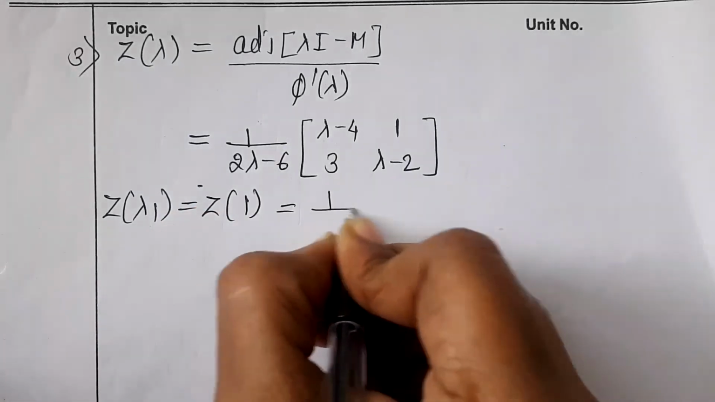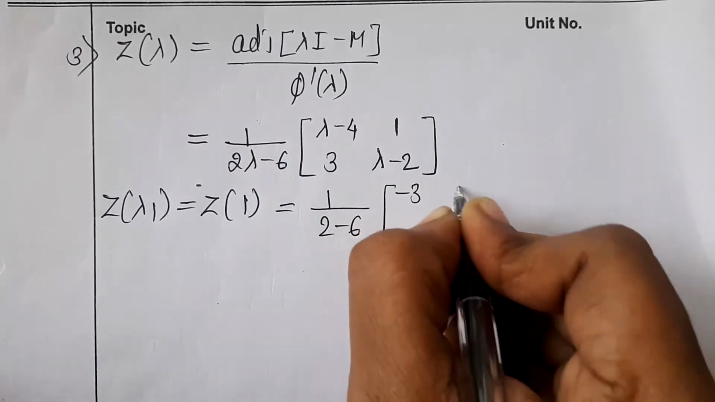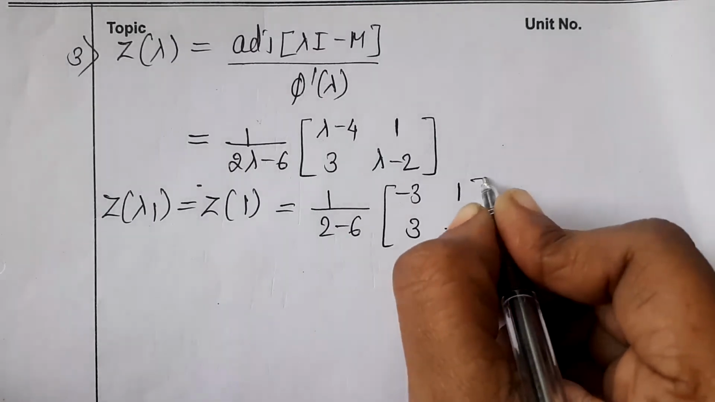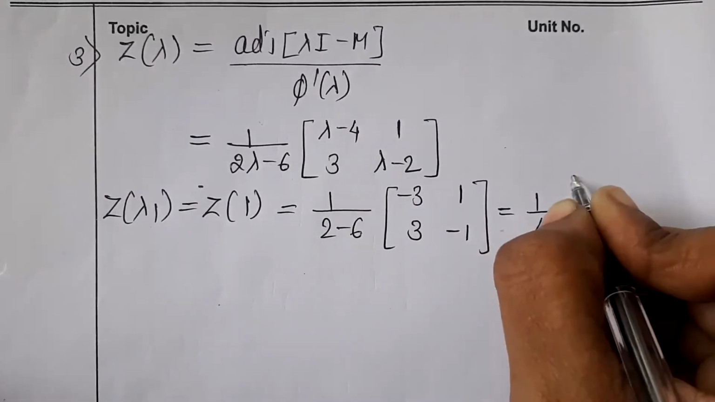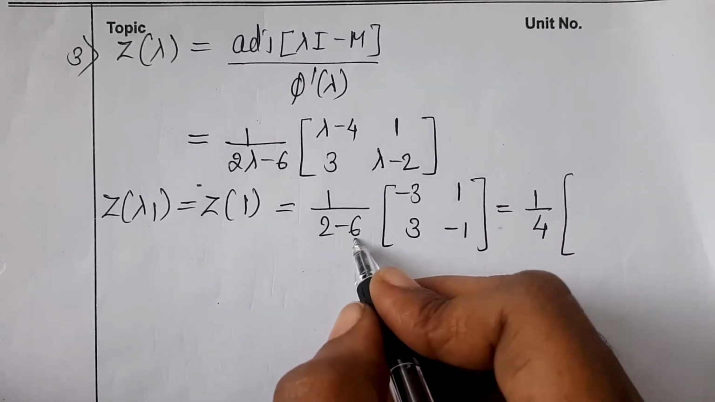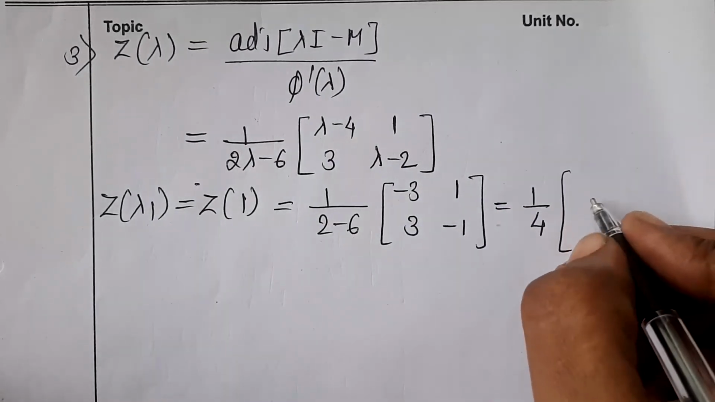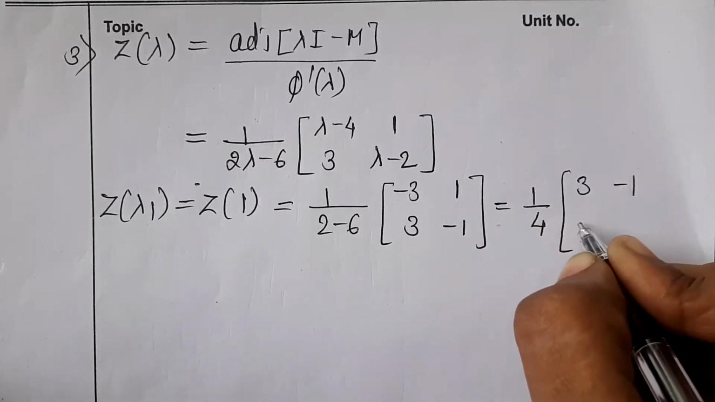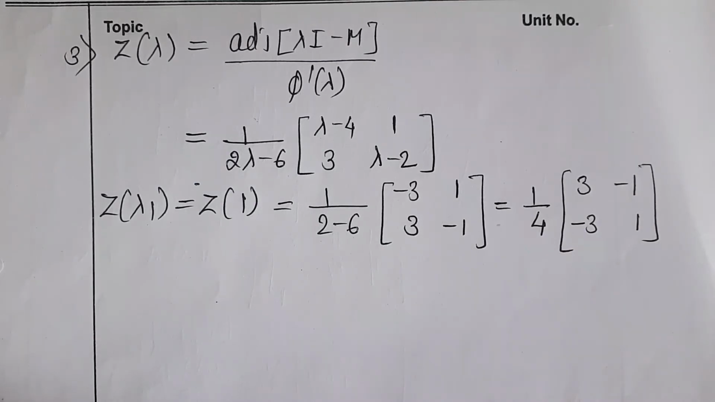It is equal to 1 upon 2 minus 6, then 1 minus 4 is minus 3, 1, 3, and 1 minus 2 is minus 1. So this is 1 by 4 times, taking the minus out, because 2 minus 6 is minus 4, and taking the minus inside the matrix, it becomes 3 minus 1, then minus 3 and plus 1. So this is Z of lambda 1.